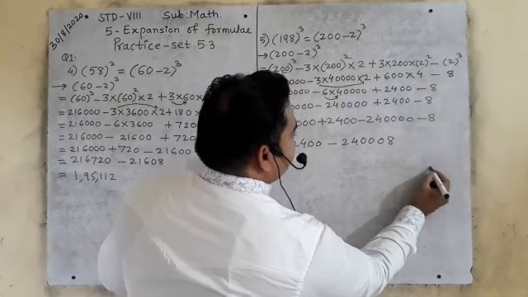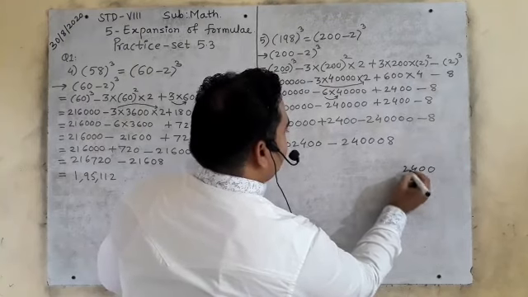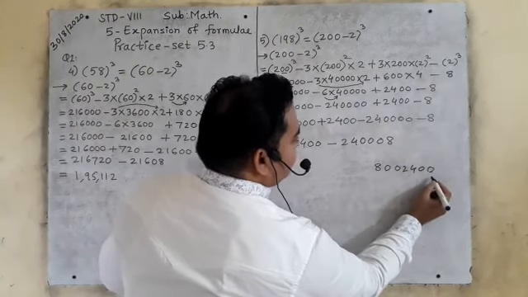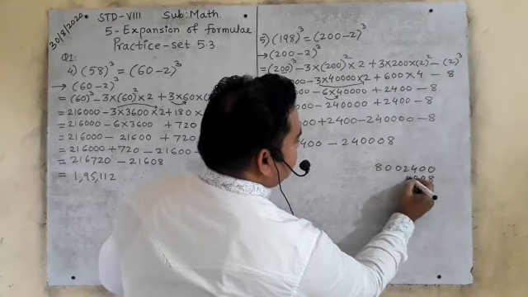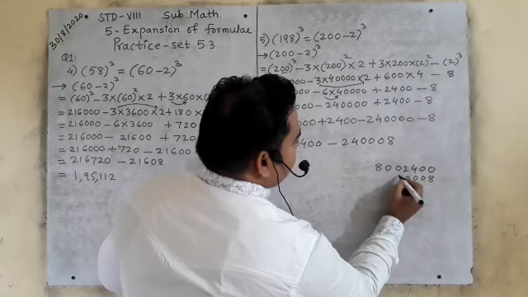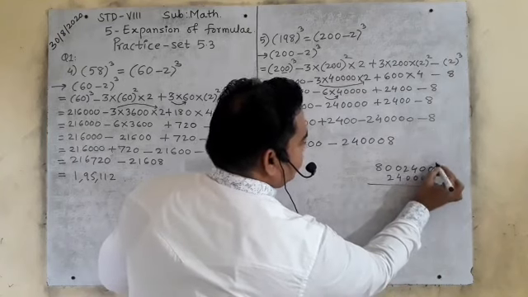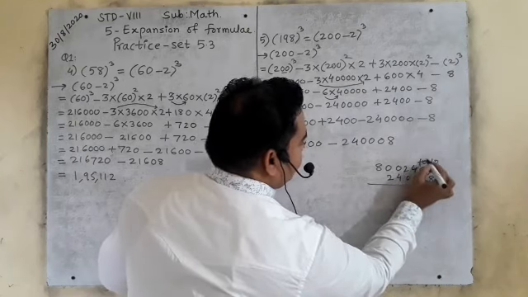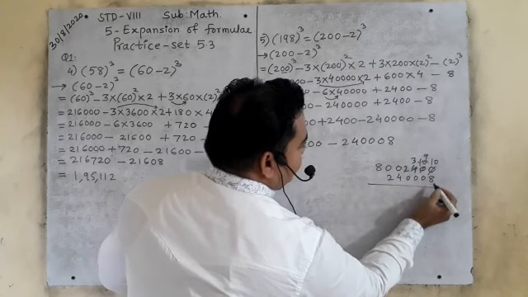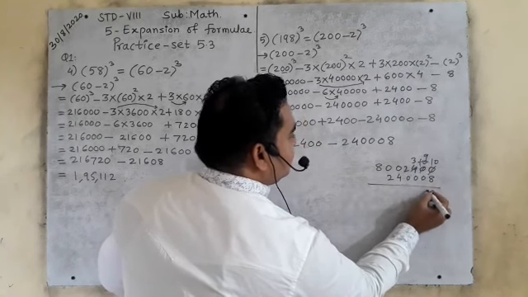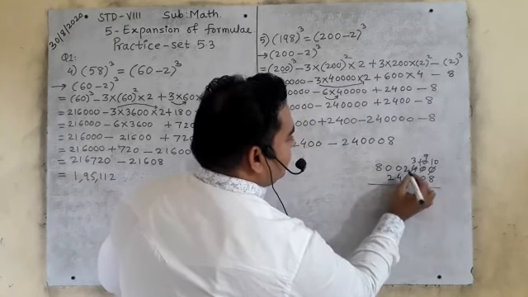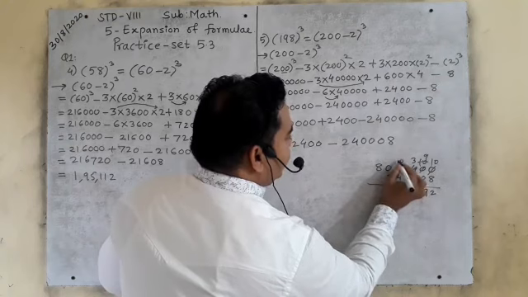Now you will solve this. Okay, it is 8002400 minus 240008. Now see here, this is 10, this is also 10. So 10 minus 8 is 2. 9 minus 0 is 9. 3 minus 0 is 3. 2 minus 0 is 2. It is 10. Okay.